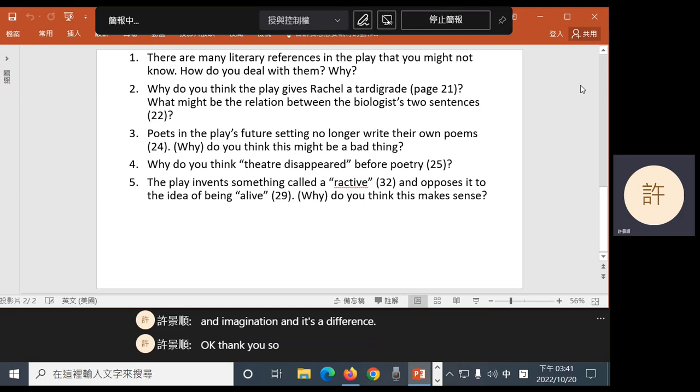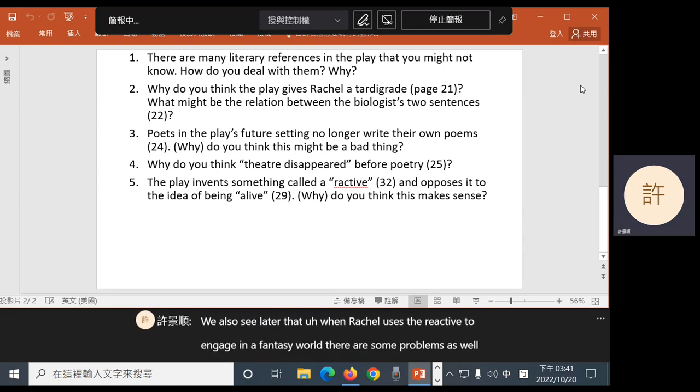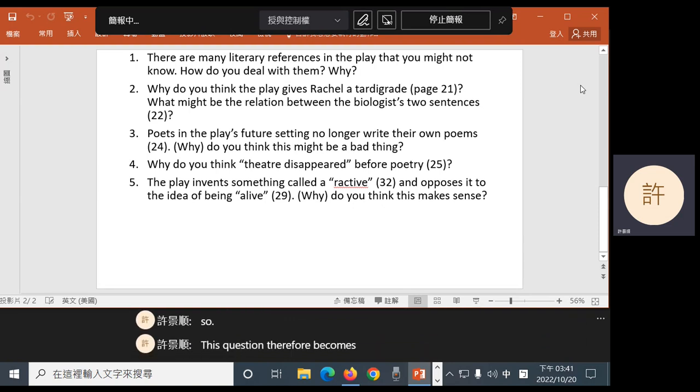Okay, thank you. So it looks like a society that allows creative games would probably still have technological inventions. It could keep functioning. The only kind of creativity it does not have is personal creativity related to feelings, experience, and personal fantasy imagination. We also see later that when Rachel uses the reactive to engage in a fantasy world, there are some problems as well. So this question becomes: why is personal imagination and creativity based on experience and feeling important? Or is it not important?